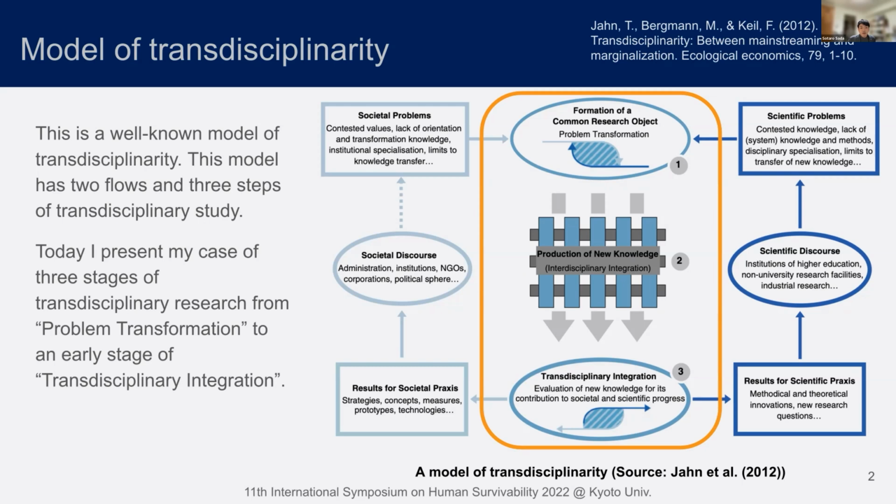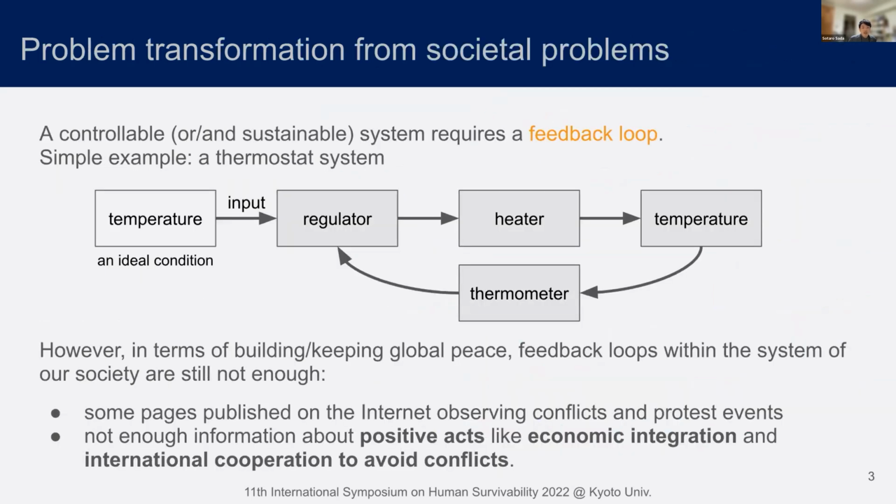I would like to briefly introduce my research along these 3 steps. Because of the 10 minute presentation, I skip the details. So let's start with the first step. I would say a controllable and sustainable system requires a feedback loop. For example, this is a simple system of a thermostat. It controls the temperature of the air in a room or water by checking the temperature at that moment. And that kind of loop structure, called a feedback loop, maintains an ideal condition.